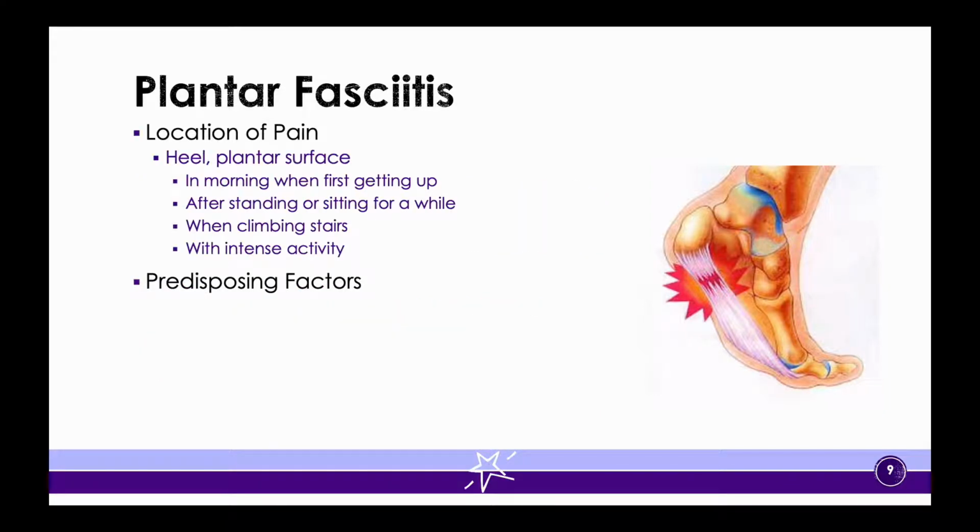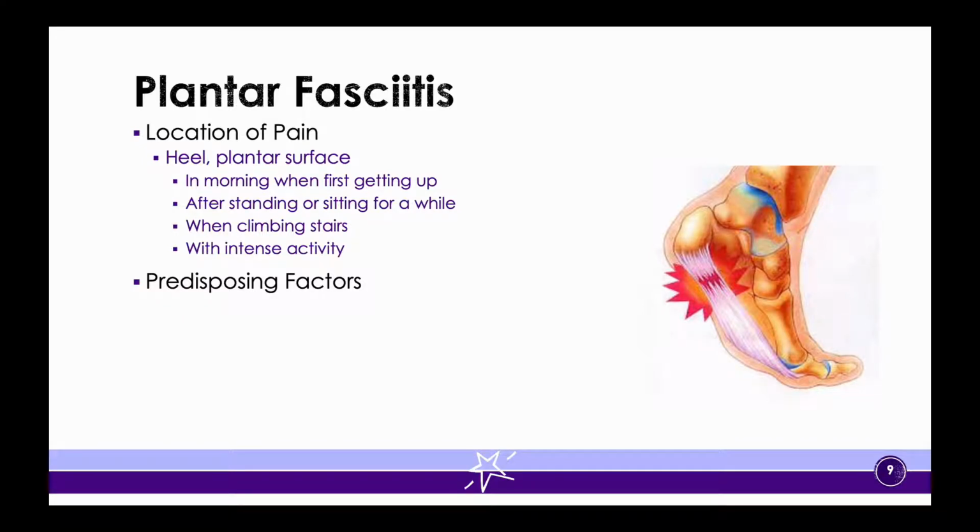So as far as the location of the pain, we have pain in the heel of the foot. It tends to congregate right around that calcaneus. So it's usually towards the back, or the more posterior side, of the foot itself. It is on the plantar surface, so that's the foot surface that hits the ground.